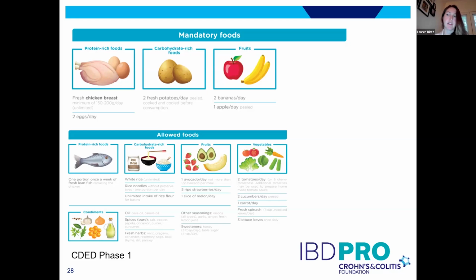And so in this case, the family had been making their own shakes with a gluten-free vegan protein powder that they had found, and then they were blending fruits and vegetables that were allowed on this phase into the smoothies. On this first phase, there are mandatory foods that you're required to eat every day, and that includes chicken, 2 eggs, 2 potatoes, 2 bananas, 1 apple, and then you have these additional allowed foods that you're also able to eat. Again, this family wasn't following this strict and to the T. They had substituted the chicken for lentils.